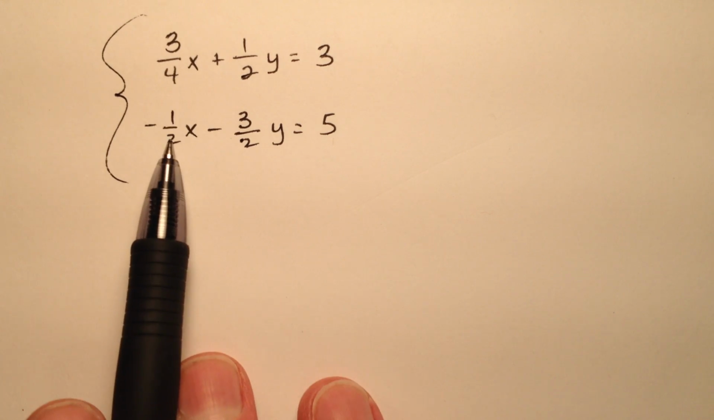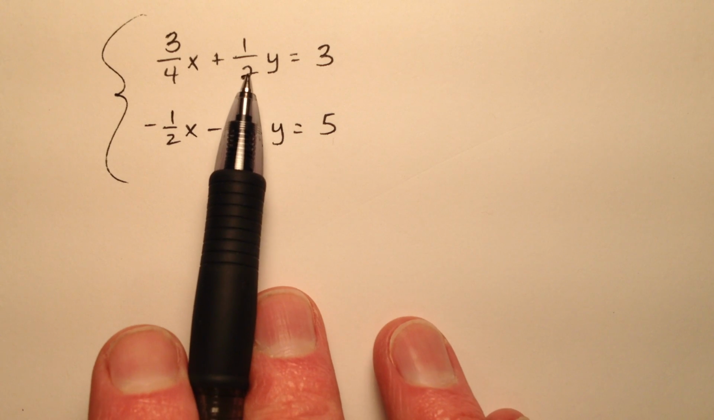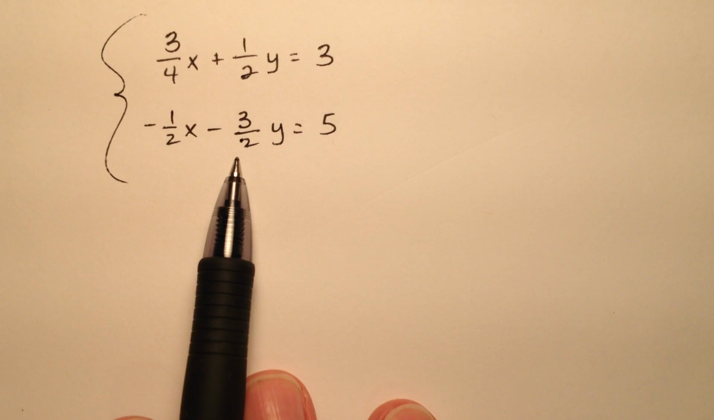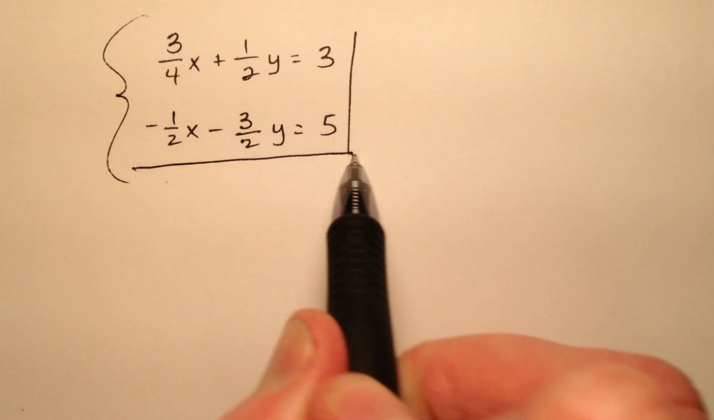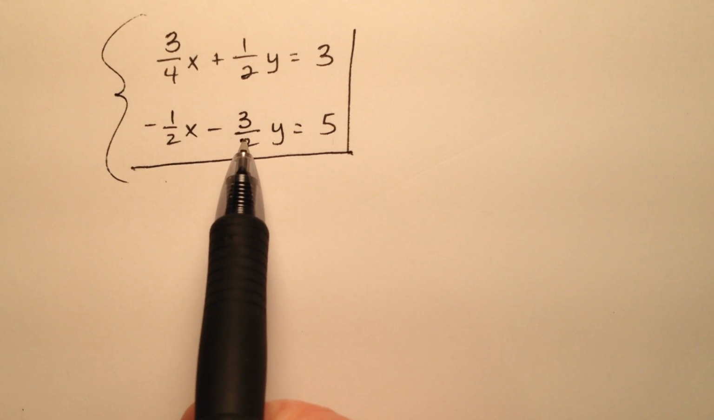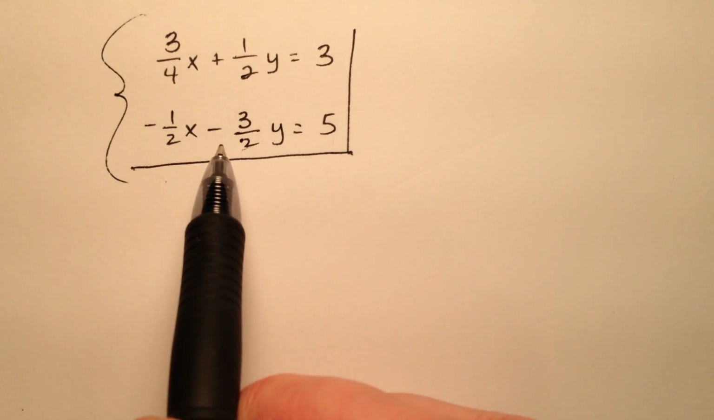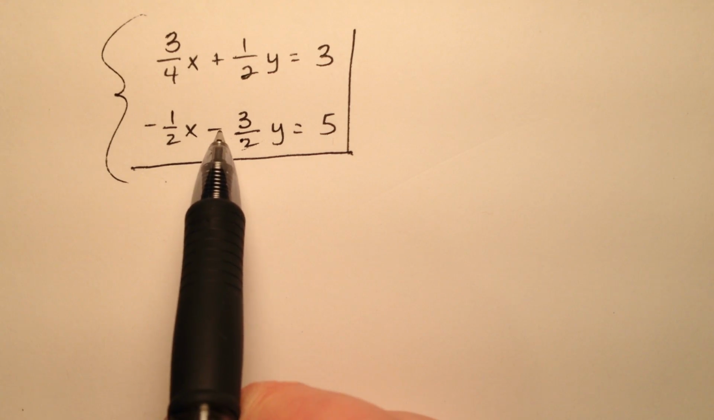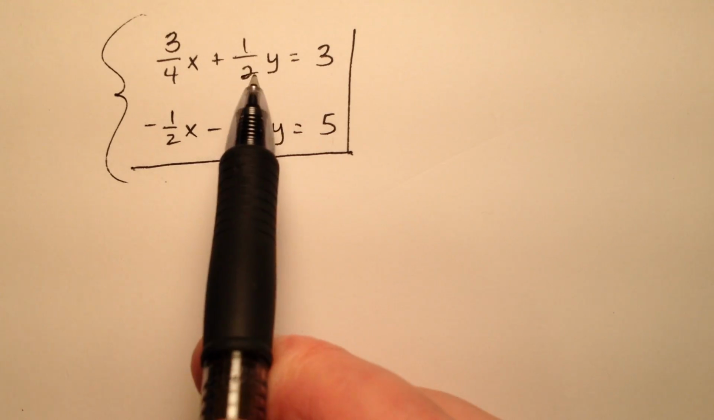For my x's, I have 4 and 2, so they're not common denominators yet, but they could be fairly easily. My coefficients for my y's are 1/2 and -3/2, so I already do have common denominators there, which makes our life a little easier. So what this means here, I'm going to go ahead and multiply something in order to eliminate my y's. So I notice that the coefficients are positive and negative, so I know they already have opposite signs. But what can I multiply by to get them equal in number as well?